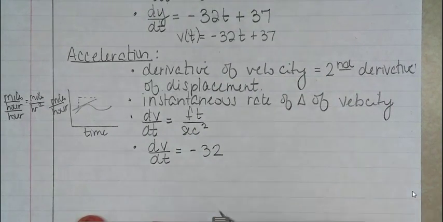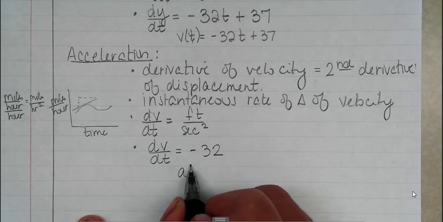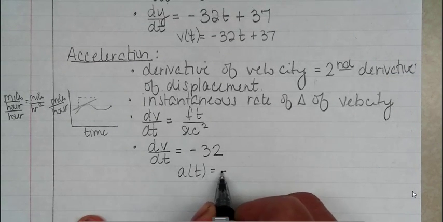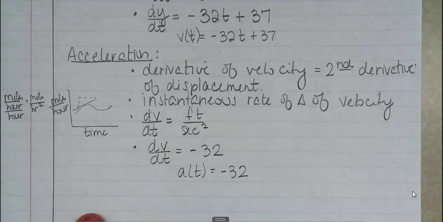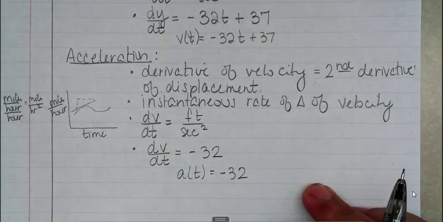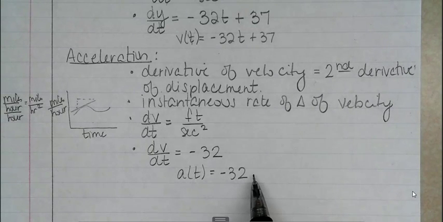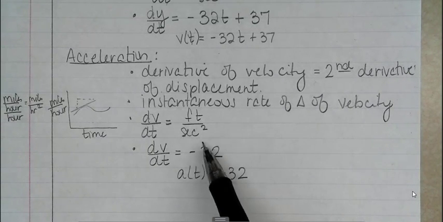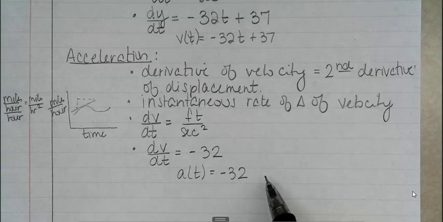Okay, and this is your acceleration. So if you wanted to write it as a final function, your acceleration function is negative 32. Which, depending on what your units were, let's say it's feet per second squared. So maybe I'm decreasing my acceleration by 32 feet per second squared.